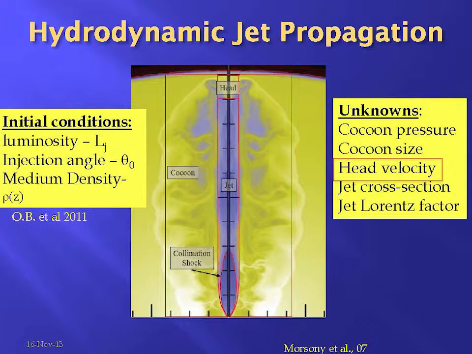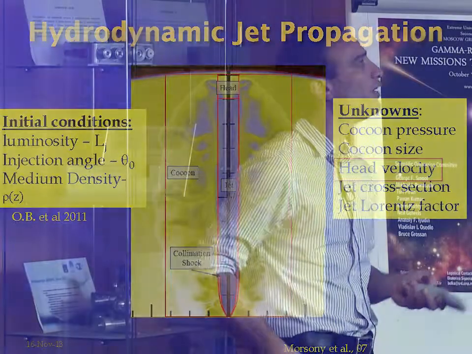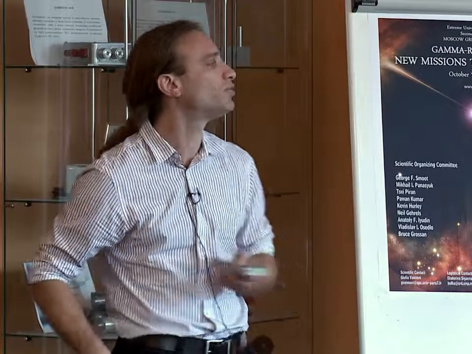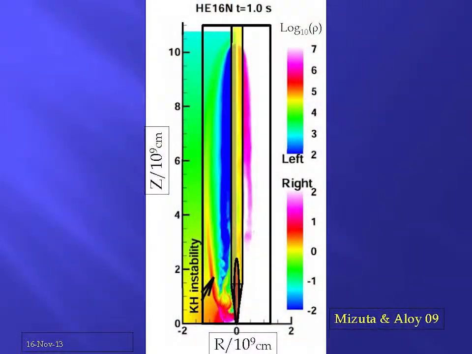To test our model, we compare it against several numerical simulations by several groups, not just one group. This is a numerical simulation by Mizuta and Aloy from 2009. Here they injected a jet with a luminosity of about 10^51 erg per second into the star. What you can see here is the density structure of the star in two different color schemes. This inner region up to the red is roughly the jet. This is the cocoon, which is composed of an inner cocoon and an outer cocoon. And these are the collimation shocks around here.